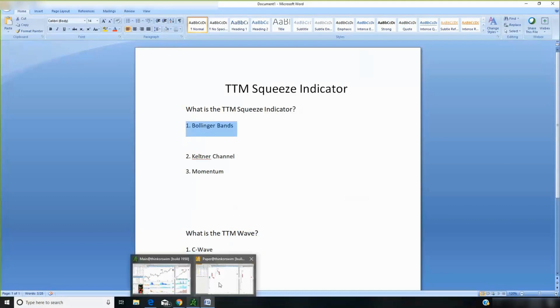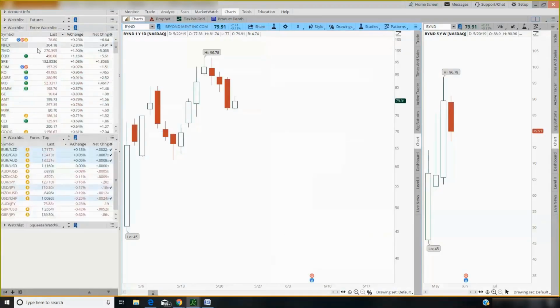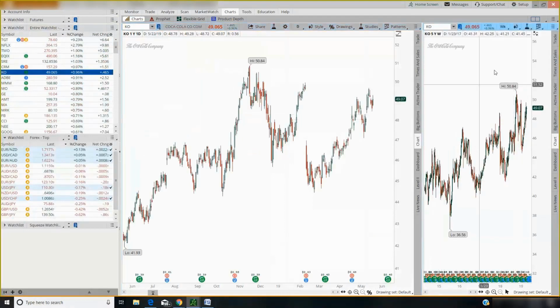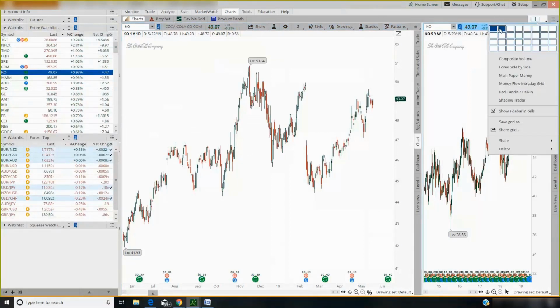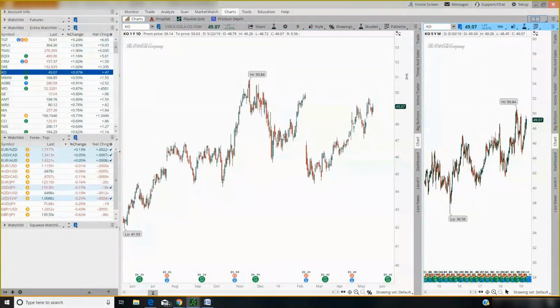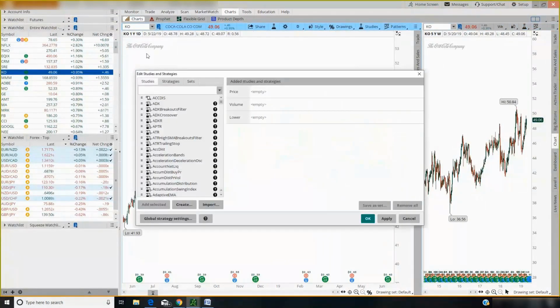So if I go to my chart, let's just pull up any symbol. Let's just pull up Coca-Cola. I've got a clean chart. What I've done is I went up here and made two windows, because I want two charts. I'm going to show you why I'm going to do that. We're going to build this together. This right here is the daily. This is the weekly.